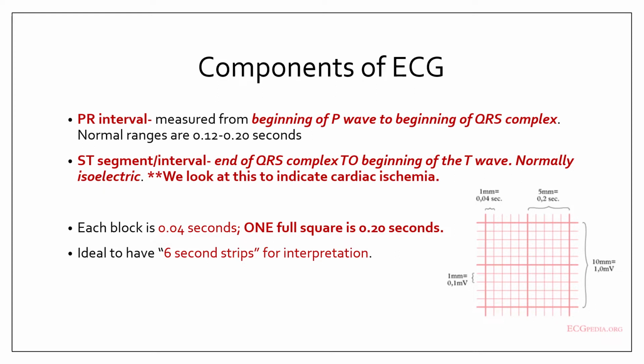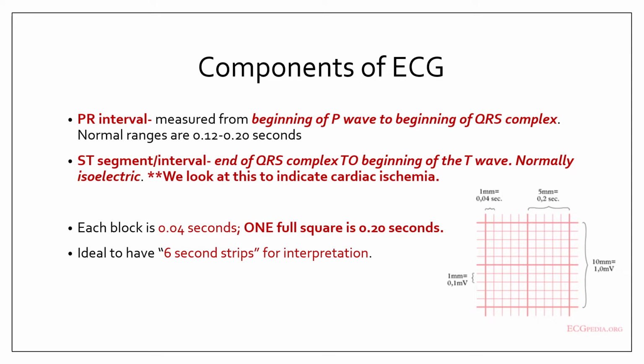Then the ST segment. The ST segment starts at the end of the QRS complex and ends at the beginning of the T wave, and it represents the time when the ventricles are fully depolarized. So normally the ST segment should be isoelectric, meaning it sits on the baseline. And we look at this ST segment and assess for myocardial ischemia or injury.